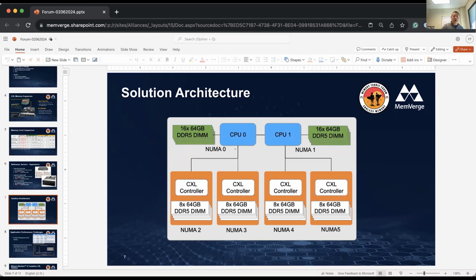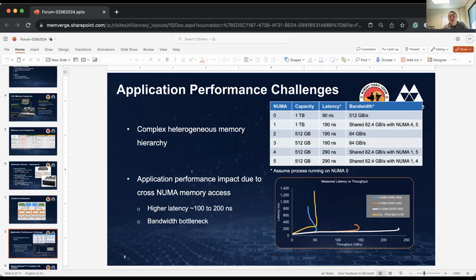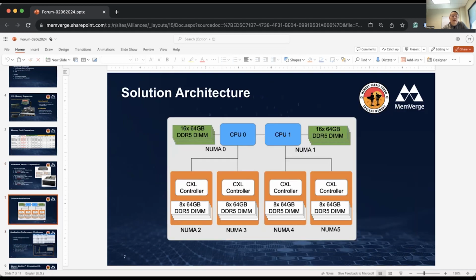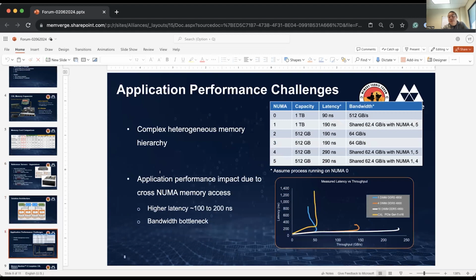In addition, there are additional NUMA nodes. Each one of these add-in cards is its own NUMA node. They're referred to as headless NUMA nodes, which is a NUMA node that doesn't have its own compute, but it has memory. So this is the architecture, and if we draw down in a little more detail, you can see that for this configuration here we'll have a total of 6 NUMA nodes. Assume your application or process is running on CPU 0, each one of these NUMA nodes will have different characteristics in terms of capacity, latency, and bandwidth.